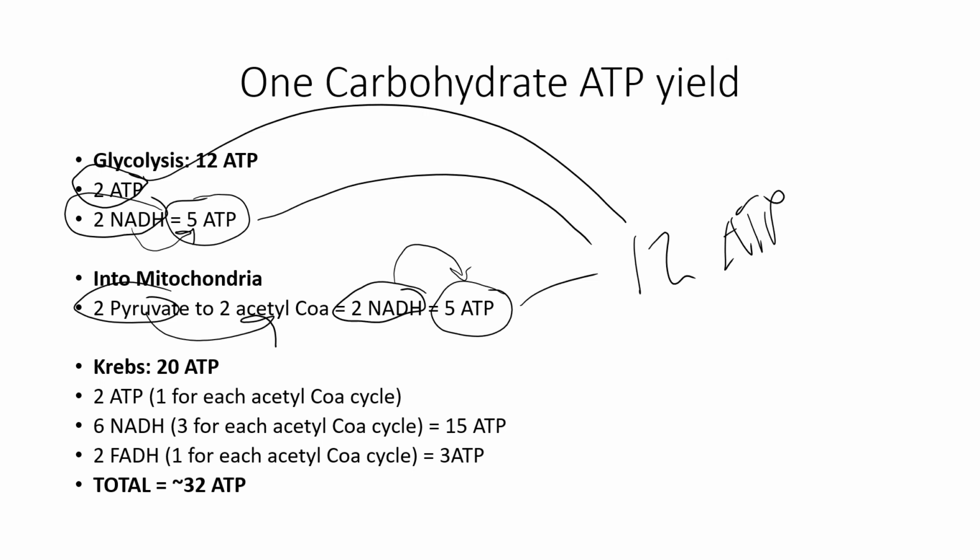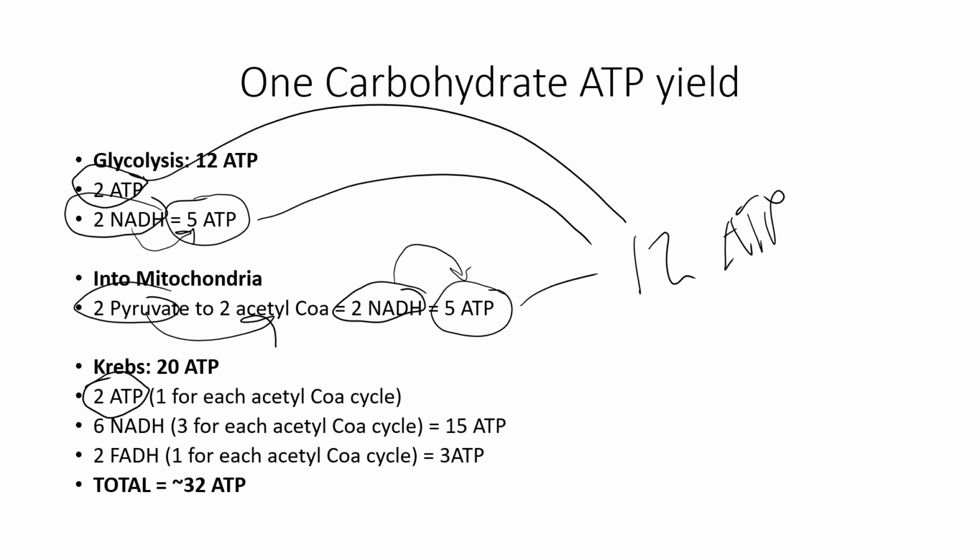Now, what will happen next is each one of those acetyl-CoA molecules that was created will go around the Krebs cycle. So we get 2 rounds of the Krebs cycle. Each round of the Krebs cycle gives us 1 ATP. So we get 2 ATP from the Krebs cycle through substrate level phosphorylation.